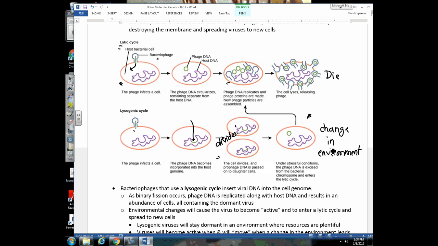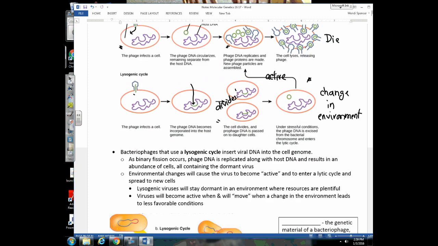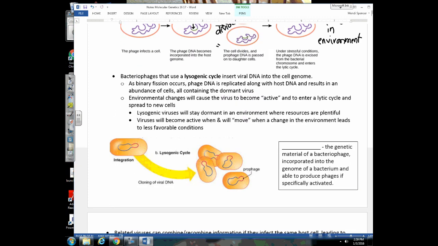And that triggers this virus to become active. So now the cell starts to make these virus components, and eventually that cell is going to die. Now these viruses that are in the lysogenic cycle, they will stay dormant if they are living in an environment where there's plenty of resources. So basically life is good and there's no reason to move out of that bacteria cell.